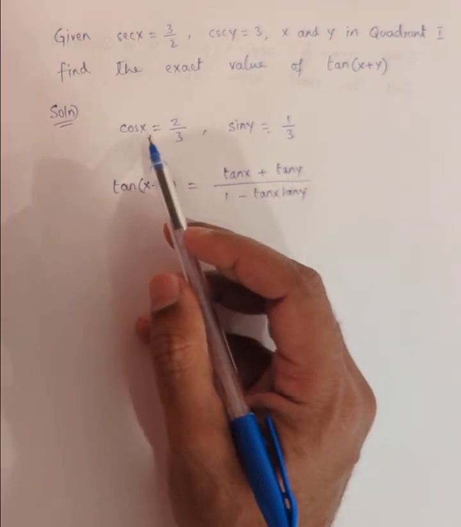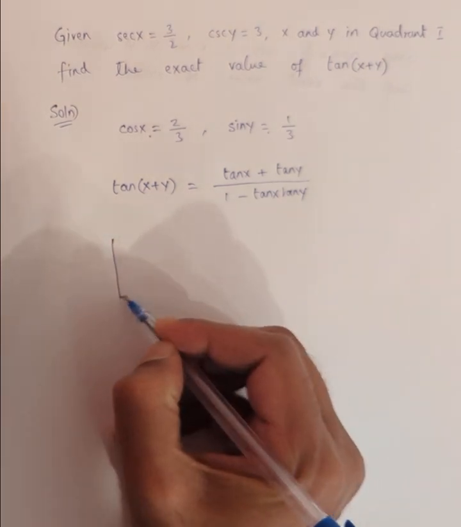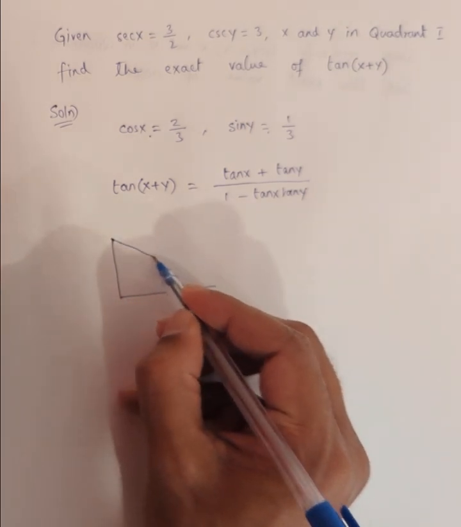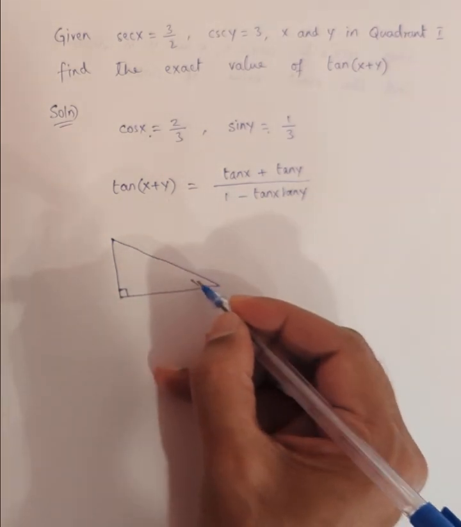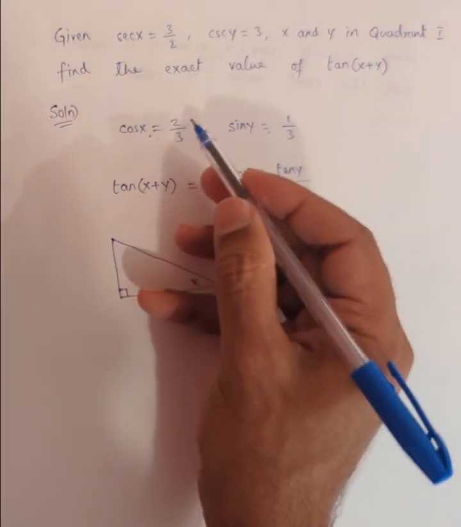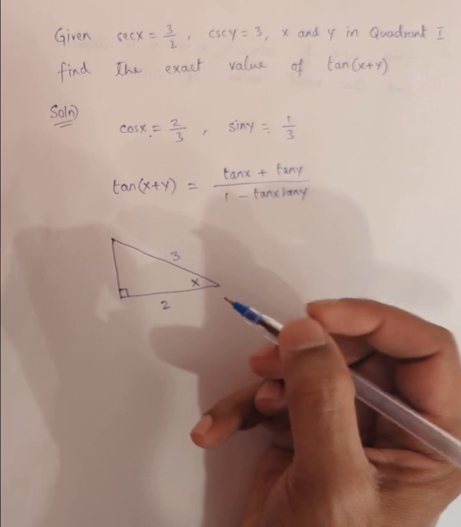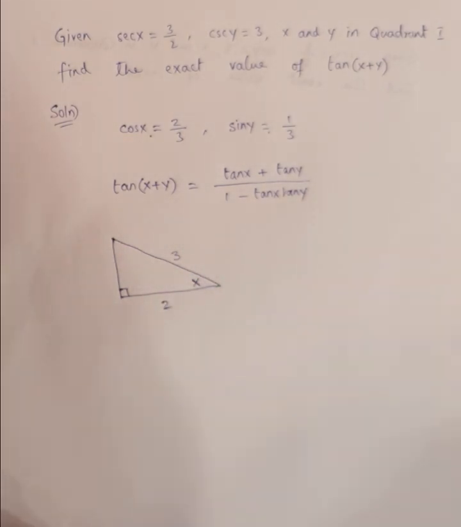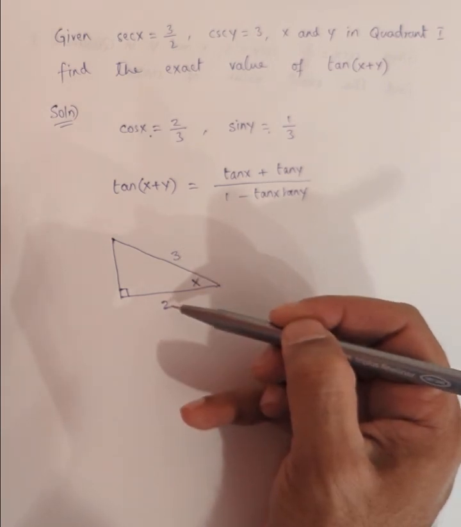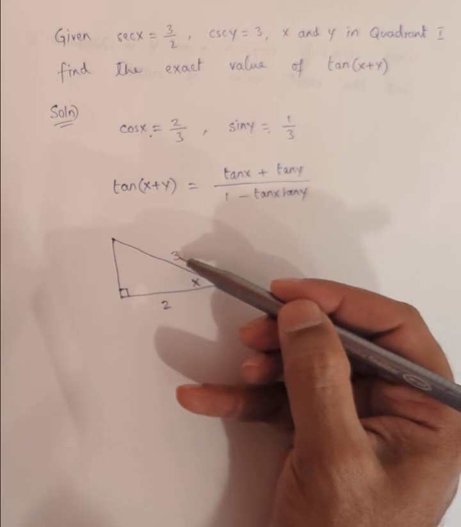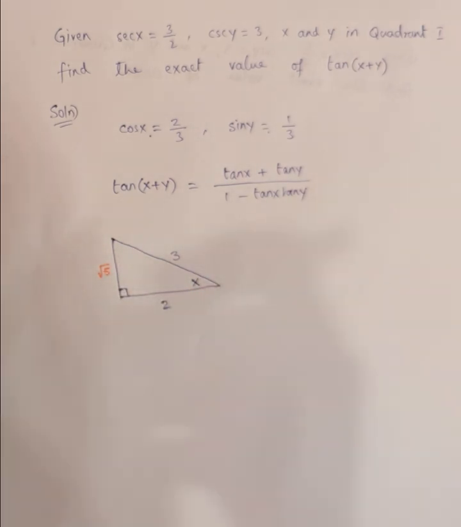Well, if you are given cos x, what you want to do is draw a right triangle that will follow that information. Draw a right triangle, call one of the acute angles x, and cos is adjacent over hypotenuse. So adjacent is 2, hypotenuse is 3, and get the other side. You can use the Pythagorean theorem. So square this, you get 9, square this, you get 4, and you subtract 9 minus 4, you get 5. So this would be square root of 5.